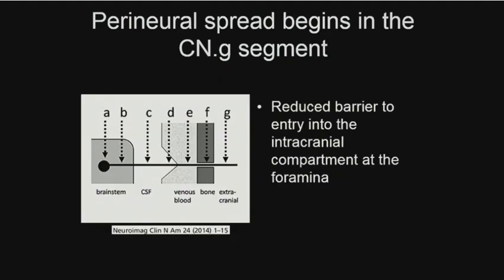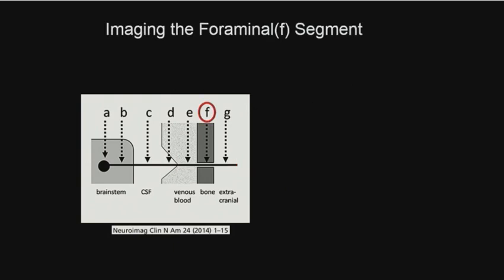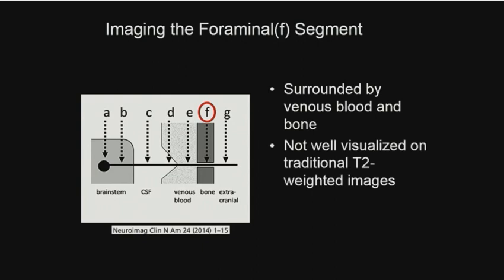And the skull base forms a barrier to prevent entry of malignancy into the intracranial compartment, but perineural spread allows tumors to more easily extend into the intracranial compartment, and is important for that reason additionally. The perineural spread, of course, begins in the extraforaminal segment, and extends into the intracranial compartment uniformly. Turning our attention to the foraminal segment, here the nerve is again surrounded by venous blood. There's a venous channel surrounding the nerve, and also surrounded by bone, of course.